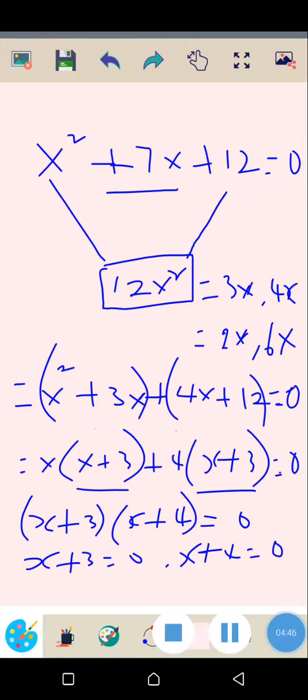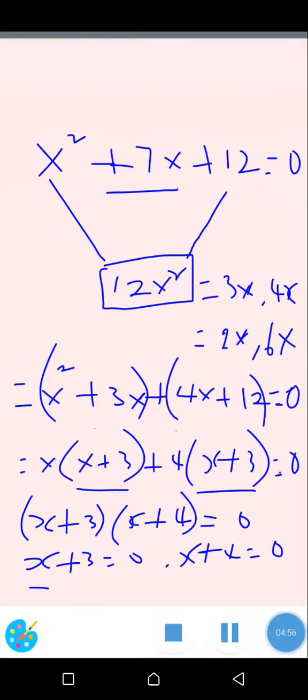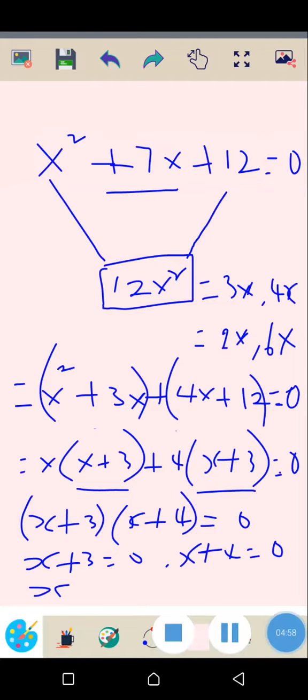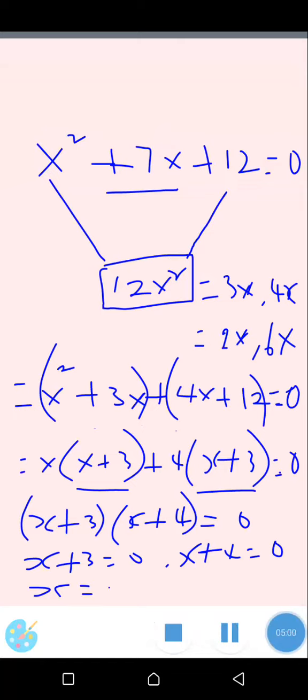So now this can be simplified further. You then have x plus 3 equals 0 and x plus 4 equals 0. Then we have x equals minus 3 or x equals minus 4. So the solution to this quadratic equation is x is minus 3 and minus 4.